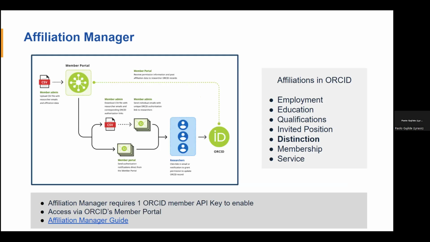And finally, another system, which is a built-in tool in the member portal, is the Affiliation Manager. With the Affiliation Manager, you're able to assert or push affiliation data to ORCID, and that includes your education, employment, qualifications, invited positions, distinction, membership, and service. I want to highlight distinction here because you can use that particular affiliation to push, say, awards. So for example, you're handing out awards to your researchers, or you're handing out awards to students.